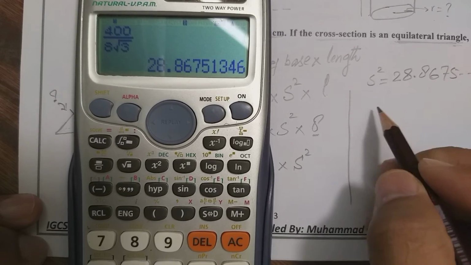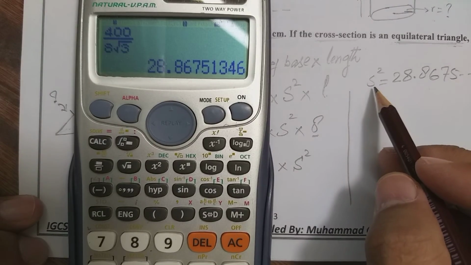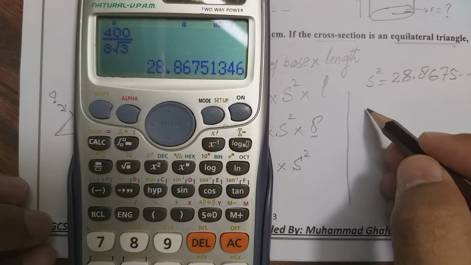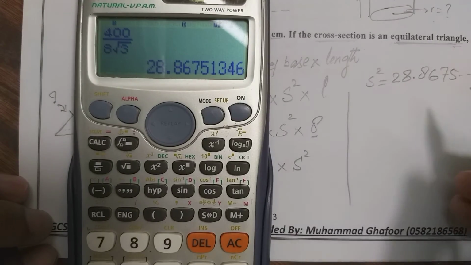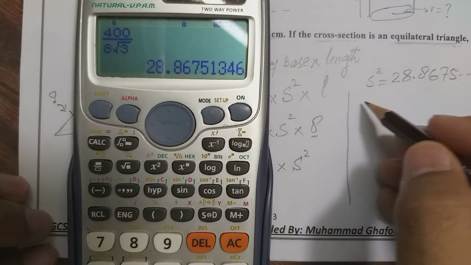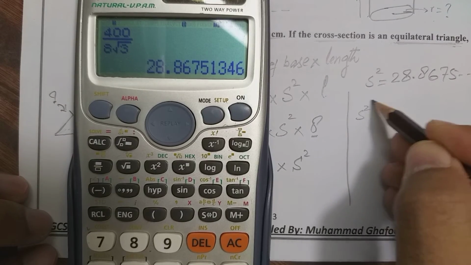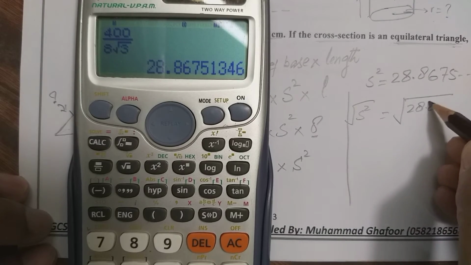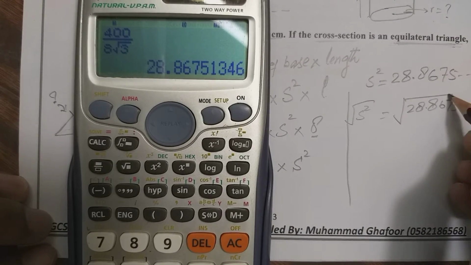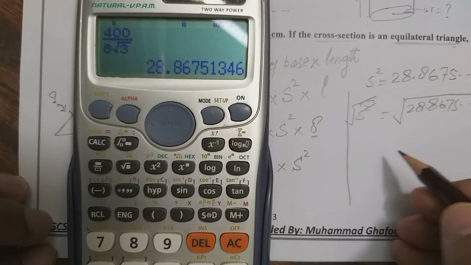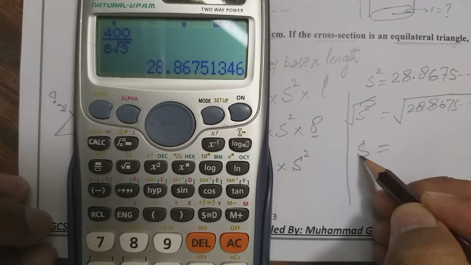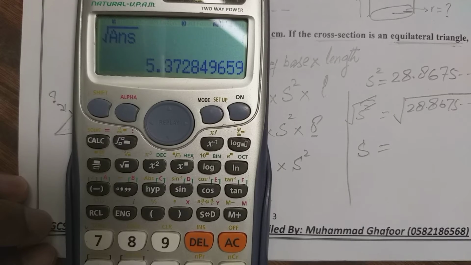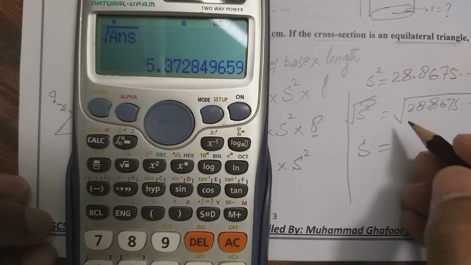S square equals 28.8675 and so on. So take a square root of both sides, because we need to find the one side length, it's a square. Taking the square root of both sides, we get the answer. The square and square root cancel, so it becomes s, one side length, and the answer is 5.3728.